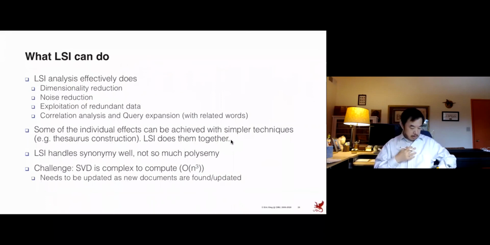Okay, I think that's the end of the major bulk of the material today. I talked about what latent semantic indexing is and what it can be used for, in dimensionality reduction, in correlation analysis of query documents, and all these other things. Noise reduction and exploitation of redundant data is simultaneously achieved just by looking at the projected data in the latent space.